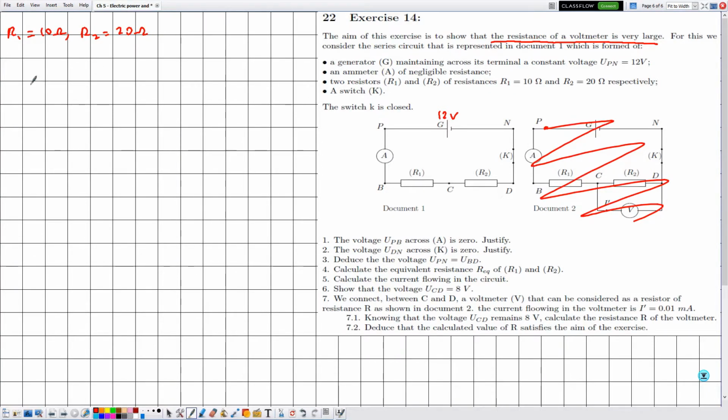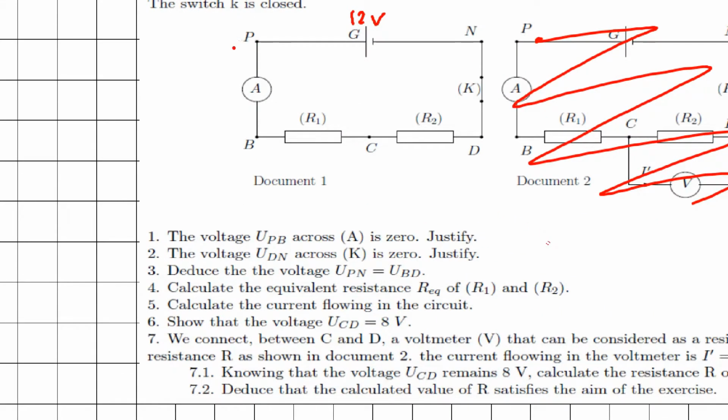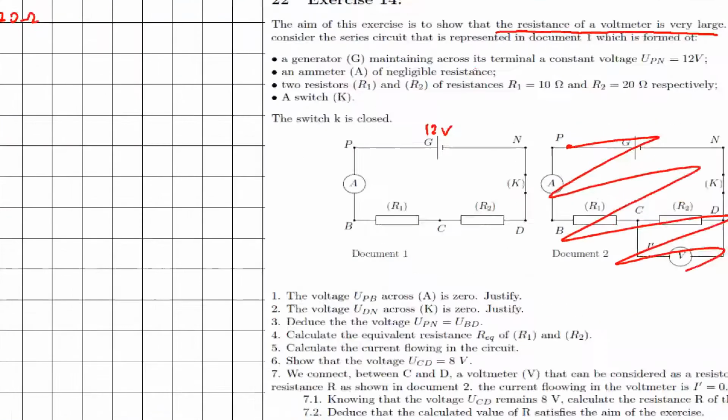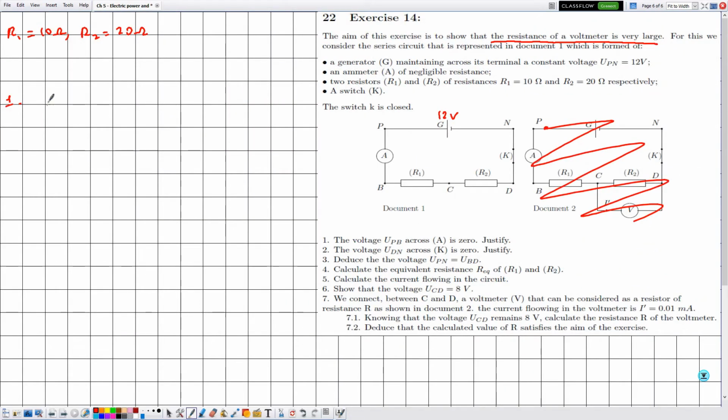Respectively, and the switch key. Number 1. The voltage UPA across A is 0, which is the voltage across an ammeter, since it is of negligible resistance.